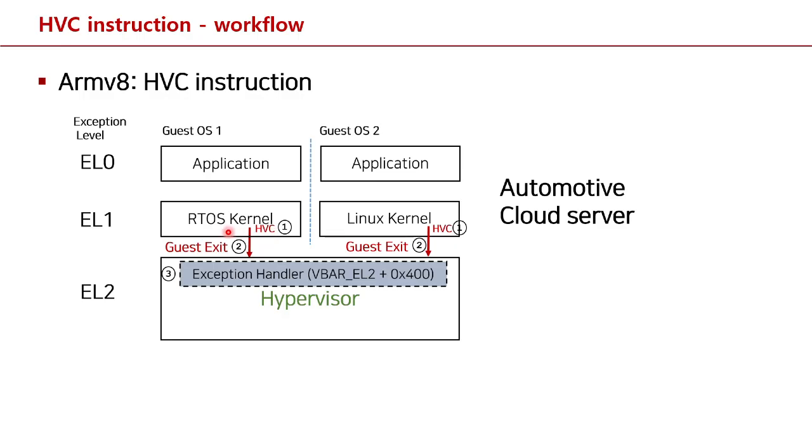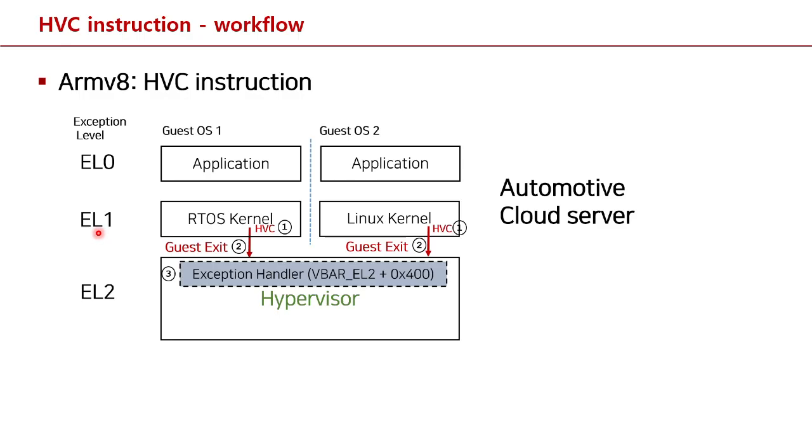When running the HVC assembly instruction, the ARM core performs two tasks at the same time. The first is to switch the exception level from exception level 1 to exception level 2. Then the program counter is branched to the exception vector address specified by convention. That is, the offset 0x400 is added to the value of the VBAR_EL2 system register. This is the way to calculate the exception vector address when the HVC assembly instruction runs at exception level 1.